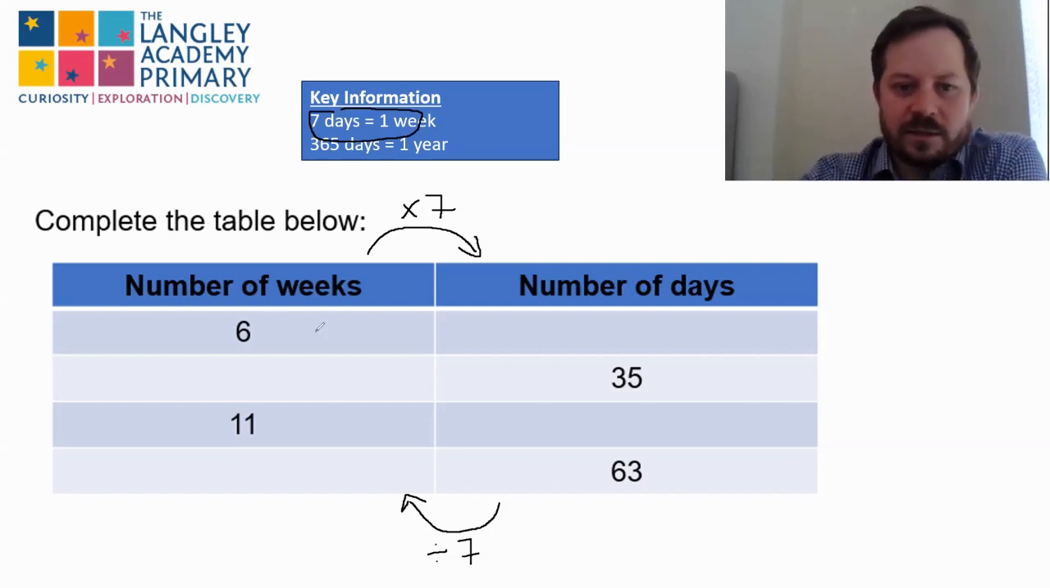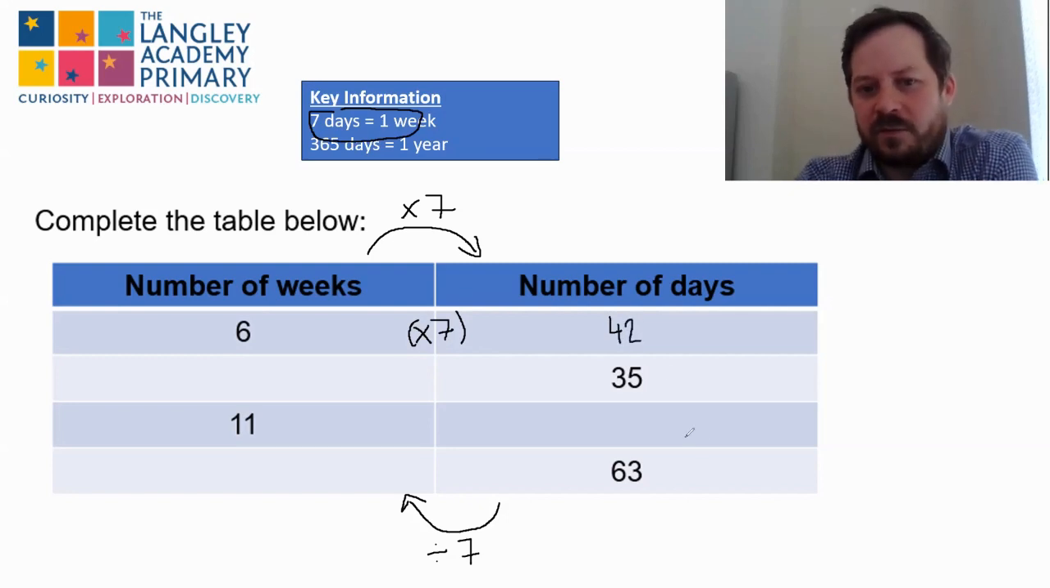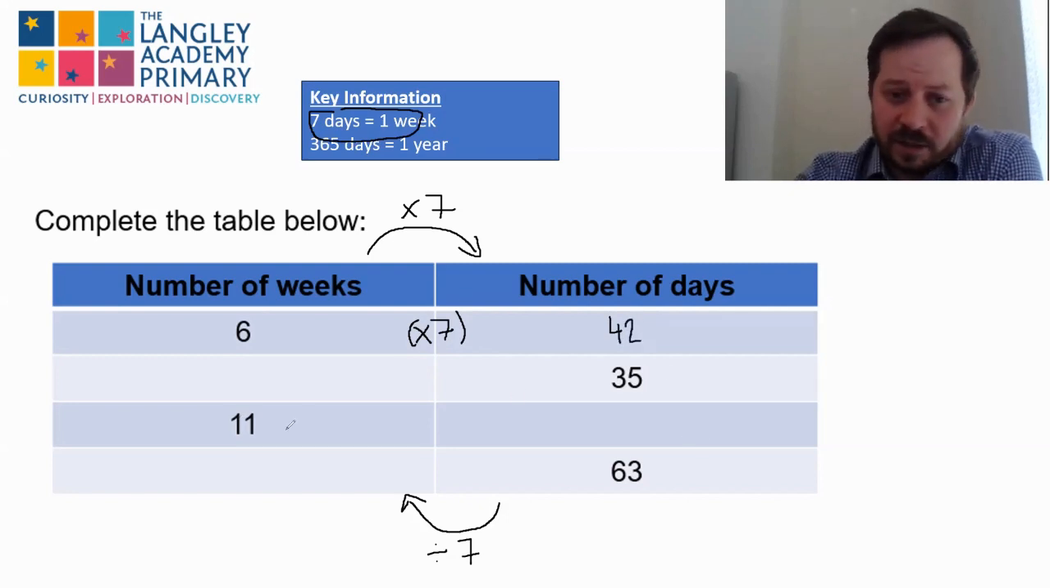So 6 times 7, because that's what we're doing. 6 times 7 is 42. So 6 weeks is 42 days. We'll go down to the other one we have in this side.